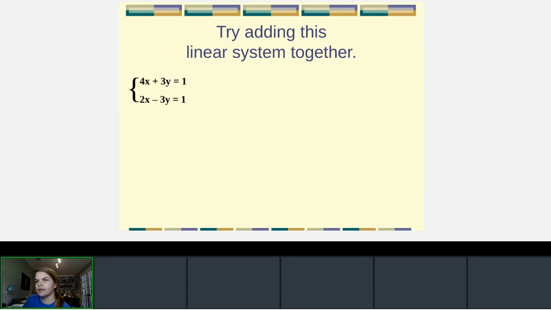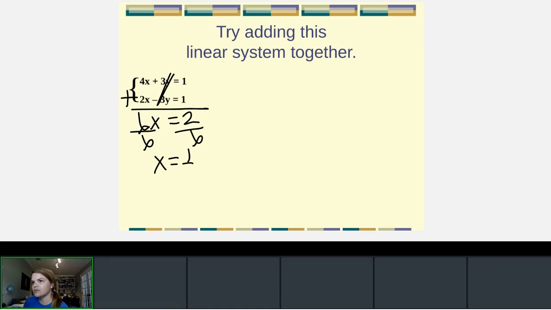Oops, let me get on my pen. There we go. So when I add this together, 4x plus 2x equals 6x. 3y plus negative 3y cancels out. And 1 plus 1 is 2. So I'm going to divide everything by 6, and I get x equals 1/3.